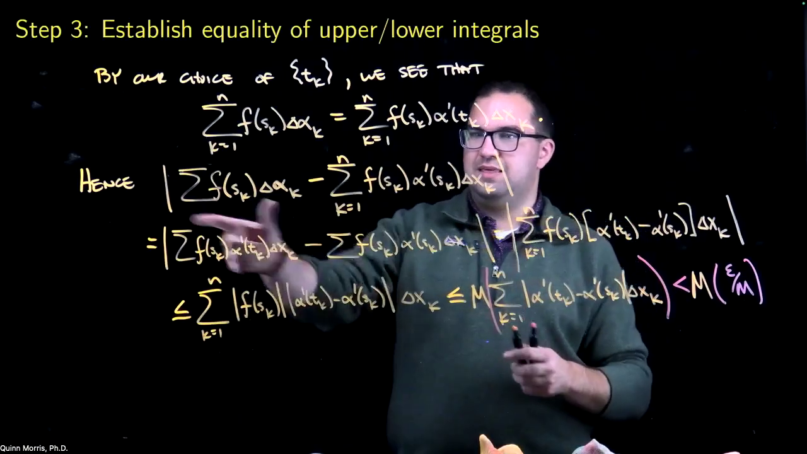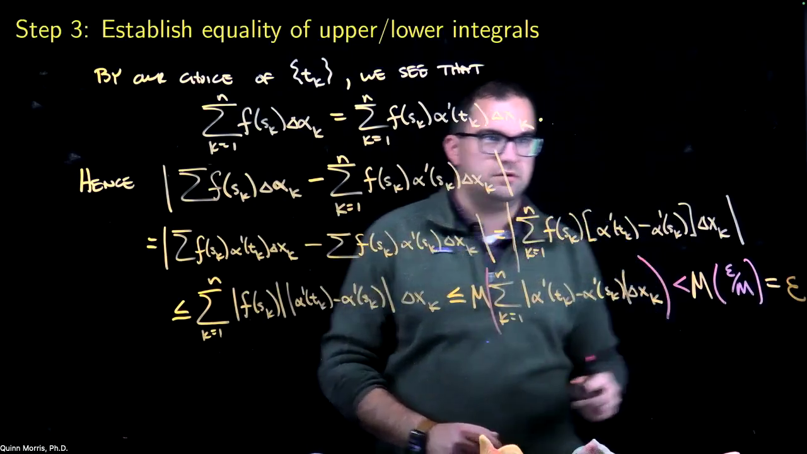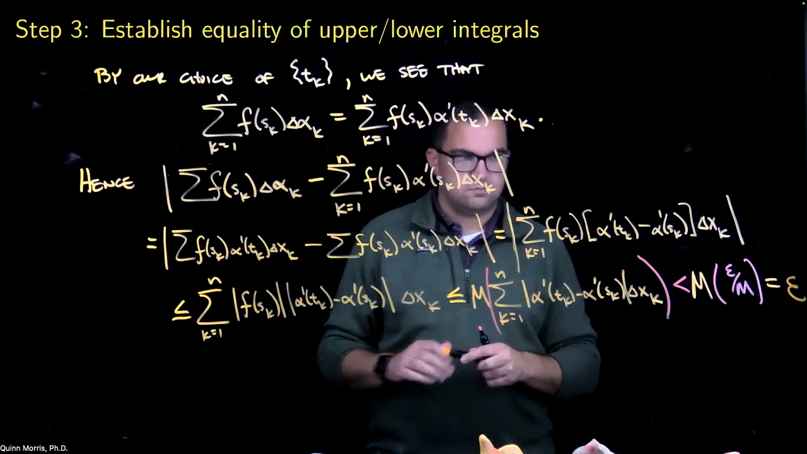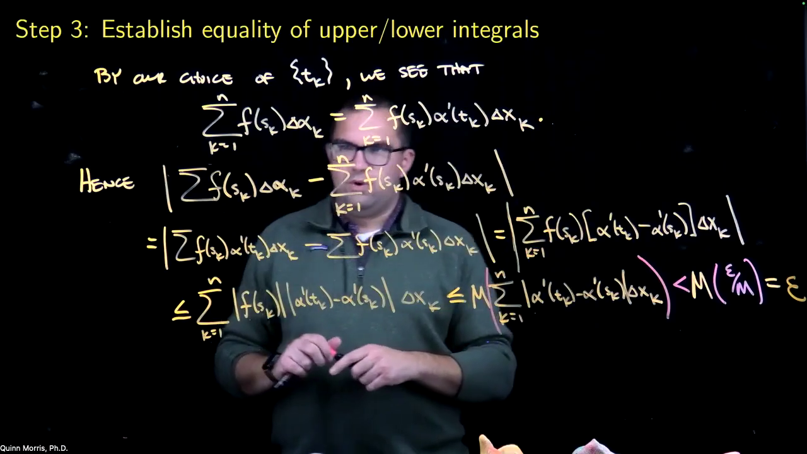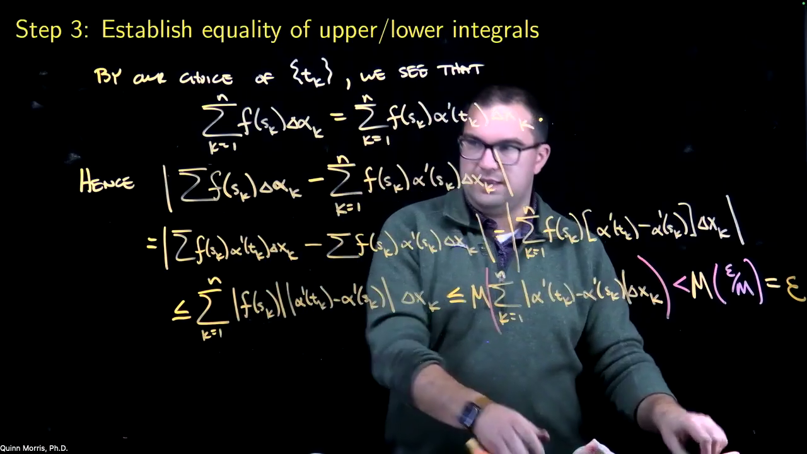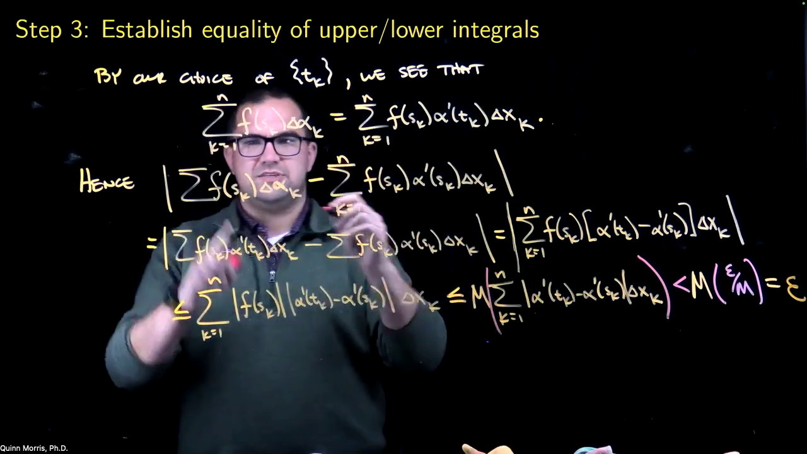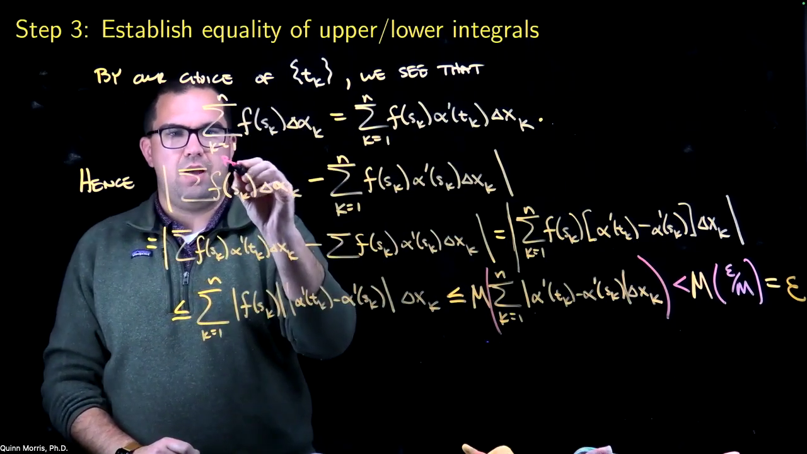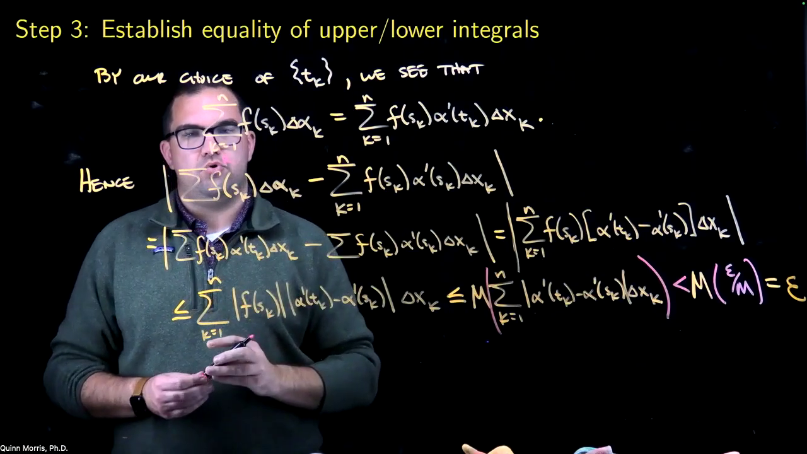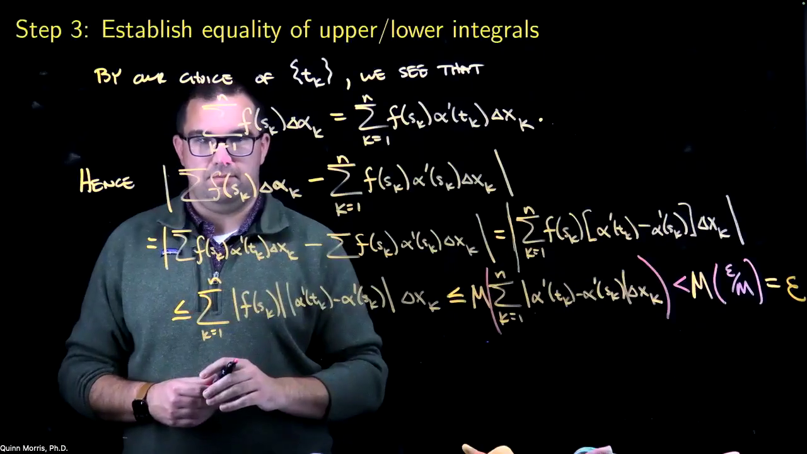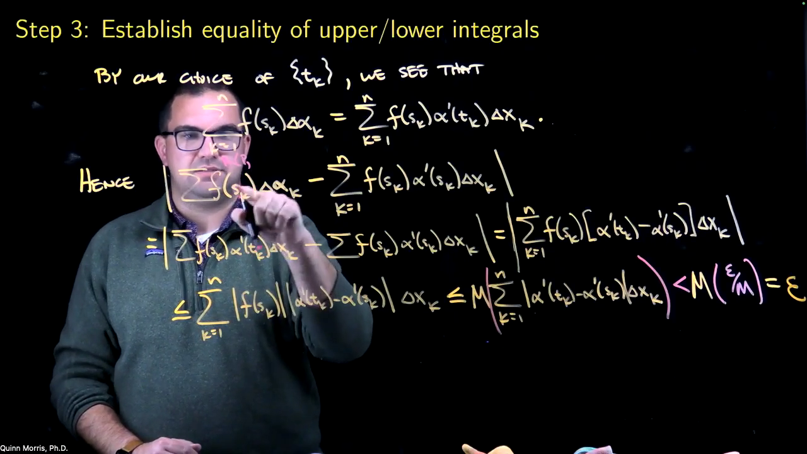And so I get that this whole quantity is less than m times epsilon over m, which of course is just epsilon. All right. So now I've done a bunch of work here, but what have I really shown? Now, again, let's annotate some of this here to help us out. What is this really? This term sitting here is really a Riemann-Stieltjes sum over the partition P with tags SK.